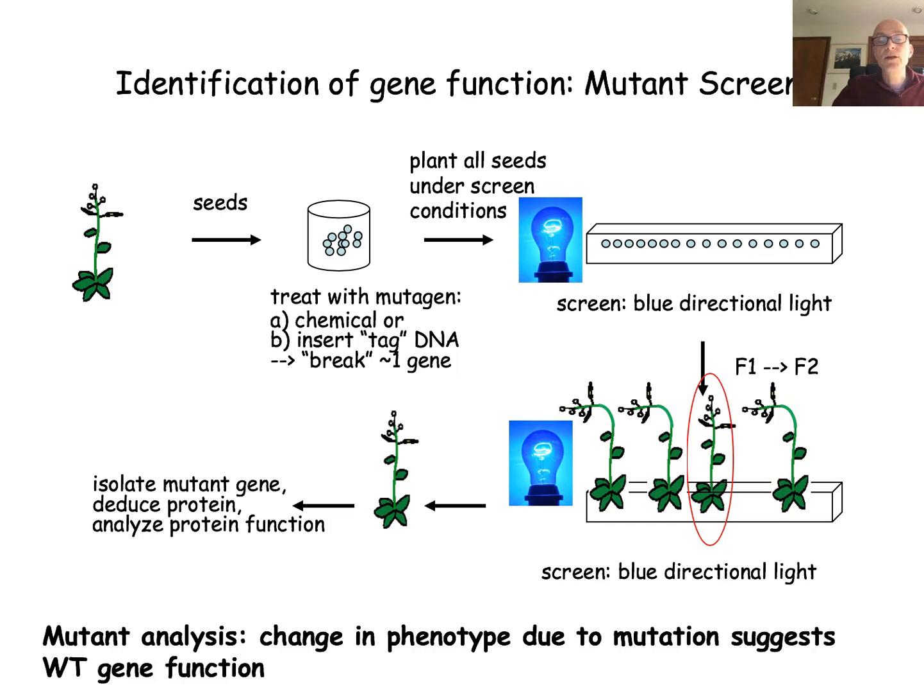Just want to make sure that you realize that for mutant analysis, just in general, the change in phenotype due to a mutation suggests wild-type gene function, right? So here's the change. That gene that is broken, that does not allow this plant to do what all its buddies are doing, that is the indication of what the gene is that normally allows the wild-type plant to do its job.